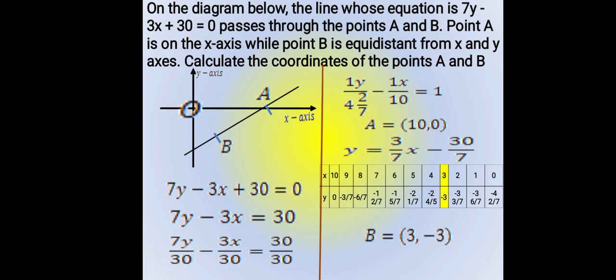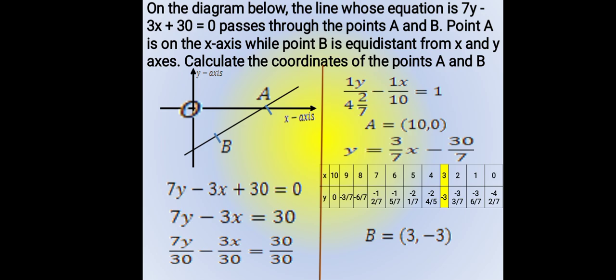When x is 9, the value of y is negative 3 over 7. When x is 8, the value of y is negative 6 over 7. When x is 7, the value of y is negative 12 over 7, which is negative 1 and 2 over 7. When x is 6, the value of y is negative 1 and 5 over 7.